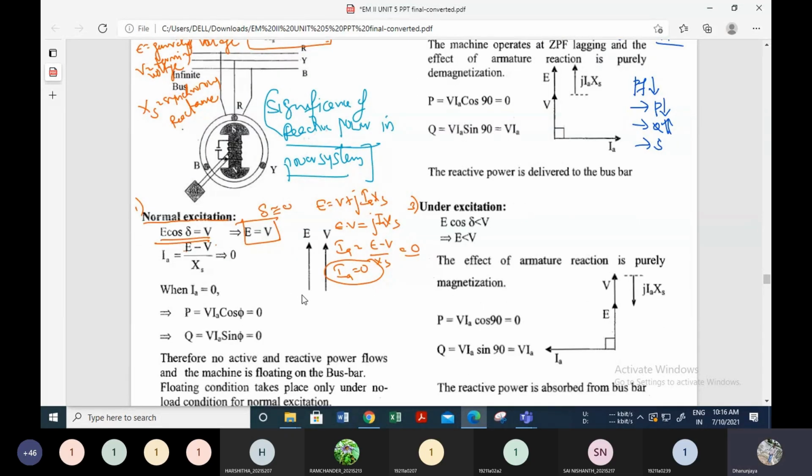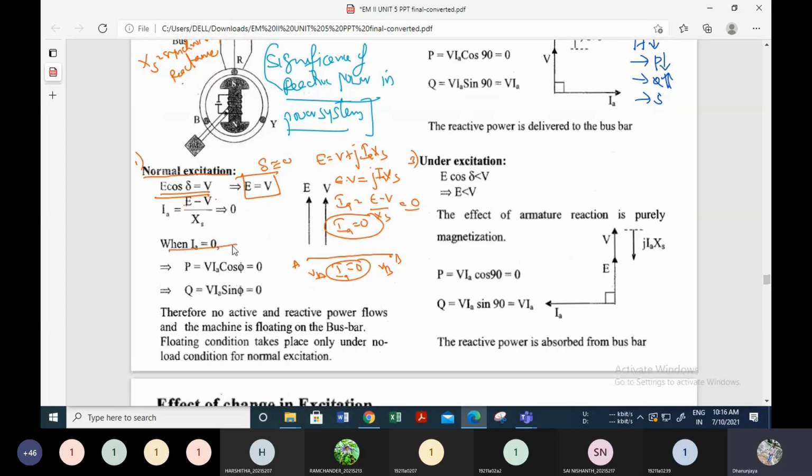So under normal excitation, the generated voltage is equal to terminal voltage. Or else we can also say in the other manner. Let's assume that these are terminal points A and B. When the voltages VA and VB are both the same, will there be any current here? The current will be 0 here. The same is happening here. When IA is equal to 0, we have the formula active power P equal to VI cos phi and reactive power equal to VI sin phi. When one of the components is 0, then the total active power will be 0 and reactive power will be 0.